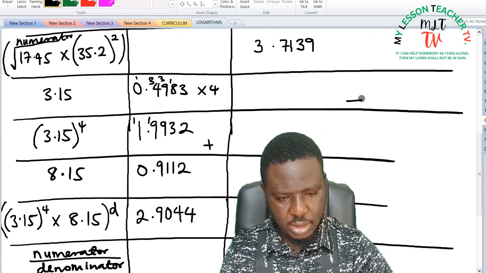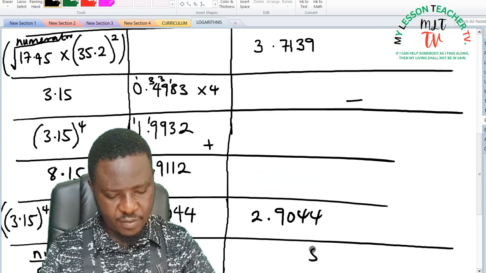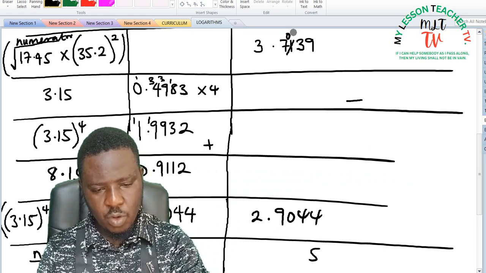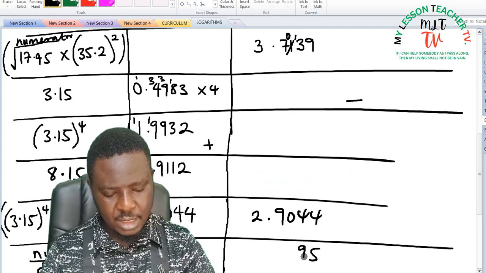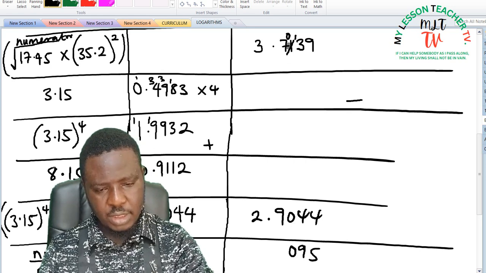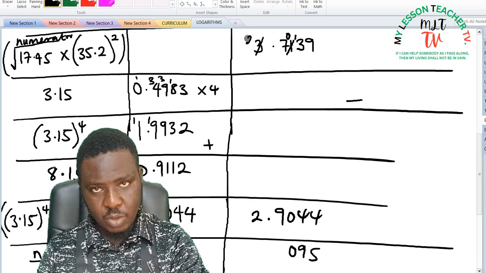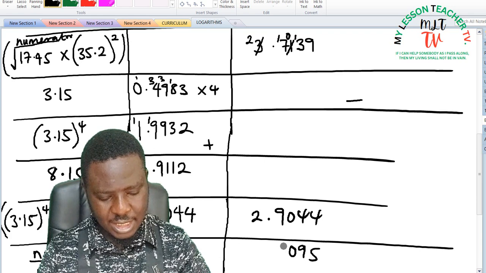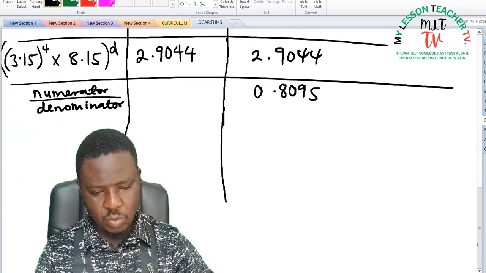So when you subtract, 9 minus 4 is 5. 3 minus 4, it cannot. You borrow 1 from 1. This becomes 0 and this is 13. 13 minus 4 is 9. 0 minus 0 is 0. 7 minus 9, it cannot. You borrow 1 from 3, this becomes 2, and this is 17. 17 minus 9 is 8. 2 minus 2 is 0.